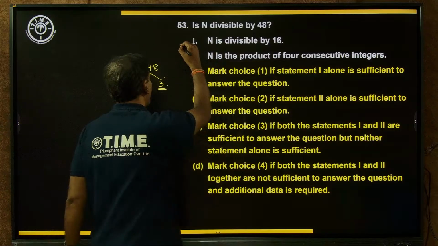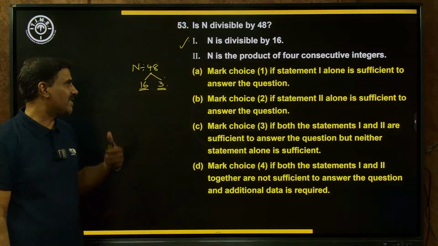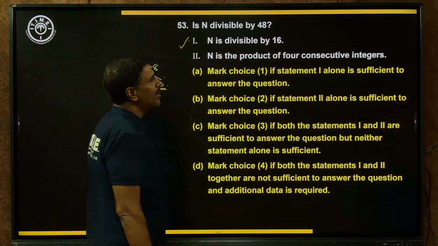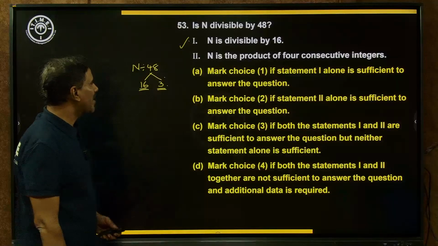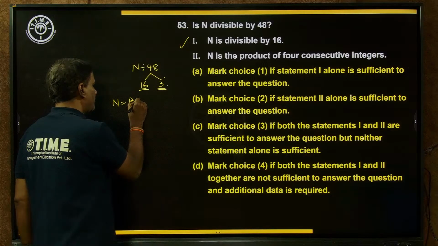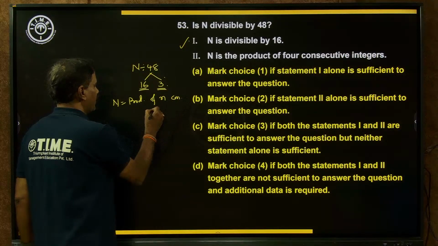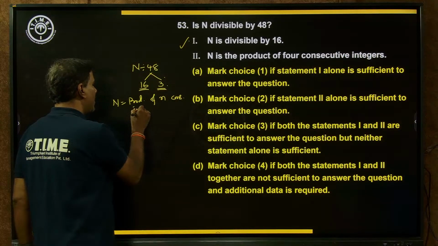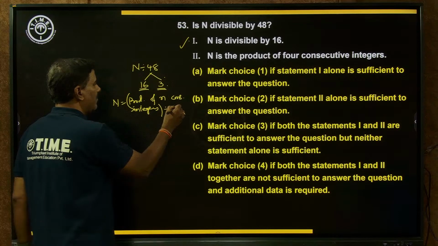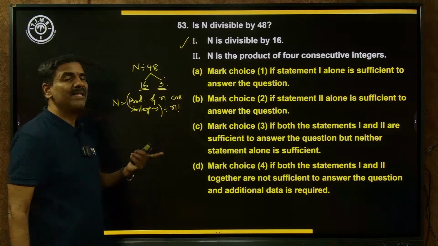Yes, this is the point he's talking about. But there is no data about whether it is divisible by 3 or not. So first statement is not sufficient. Second statement: n is the product of 4 consecutive integers. And there is one important point that we have to know here. If n is the product of n consecutive integers, it will be divisible by n factorial. Like the product of 3 consecutive integers will be divisible by 3 factorial.